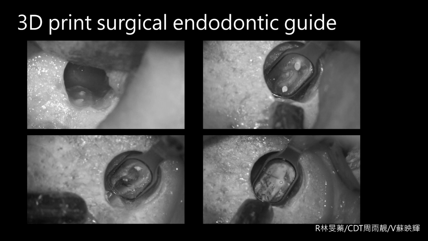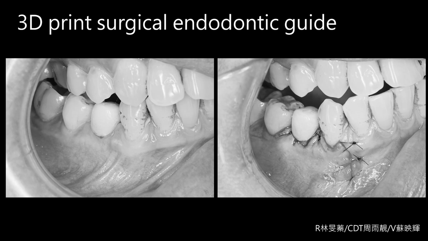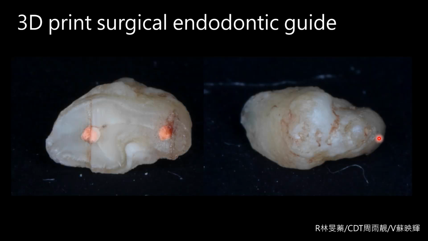And this one is after the preparation, we fill the MTA on the root surface, we perform the retrograde filling with MTA. So this one is the post-operative. And this is the root end. As you can see, we see calculus here, maybe, but we didn't do the pathological check.